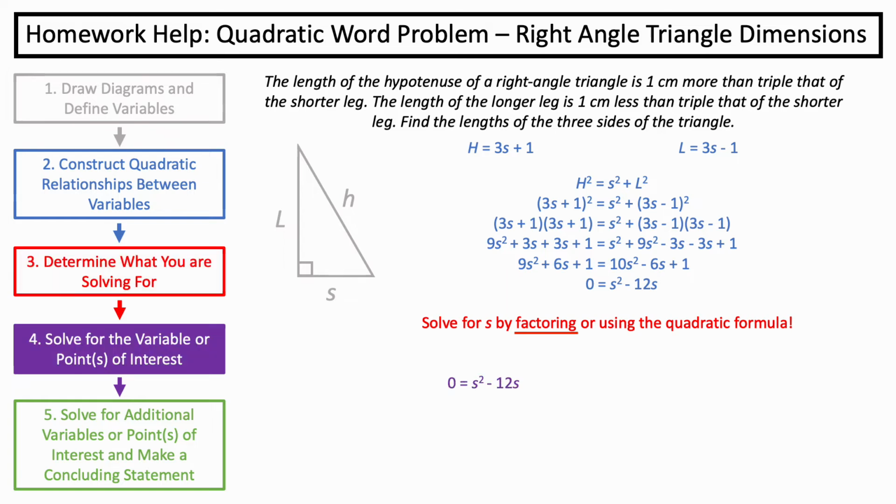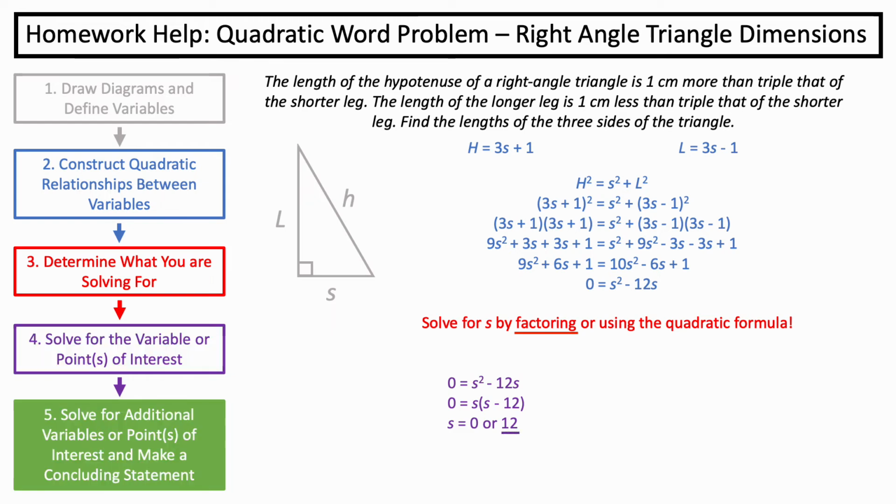So, looking at this expression, the first thing I would want to do is look for any common factors. We can actually common factor out an s from both of our terms, and interestingly, this is already completely factored after this one simple common factoring step. And this is why factoring was much easier to do than the quadratic formula in this case. While the quadratic formula would work, it would be a lot more steps. So the values of s that satisfy this expression are 0 and 12. Now 0 doesn't make sense in the terms of length of a triangle, so 12 is the answer we're actually looking for in this case.